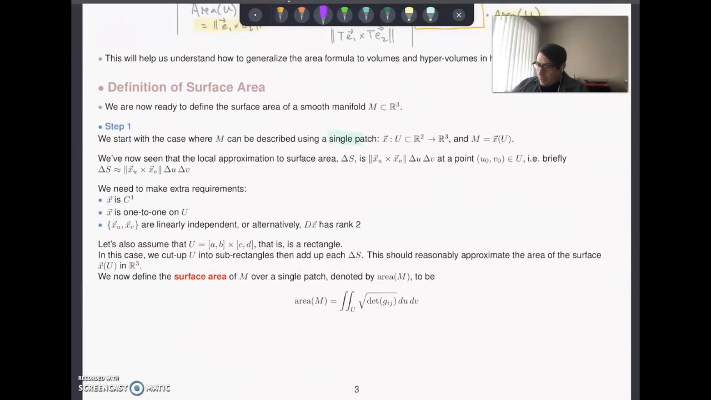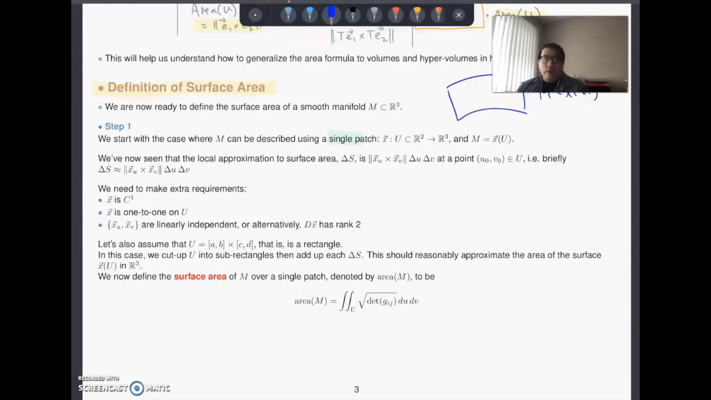So this is going to lead us to finally our definition of a surface area. So let's start with a single patch. In other words, our surface M is entirely built from one patch X. Okay, so that we can write M as the image of an open set U.